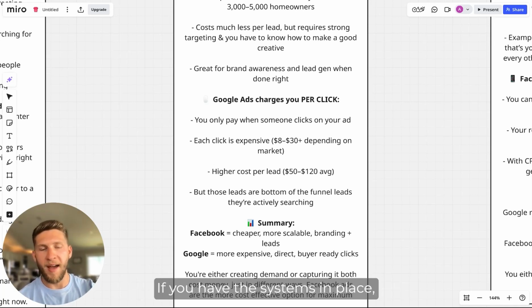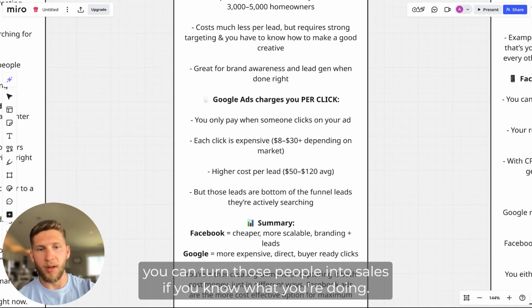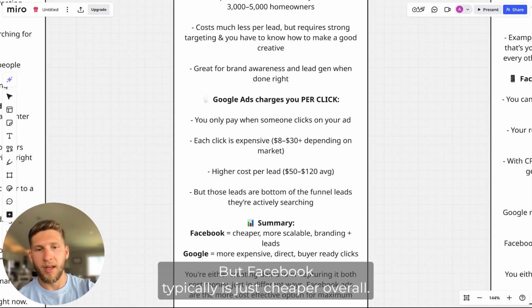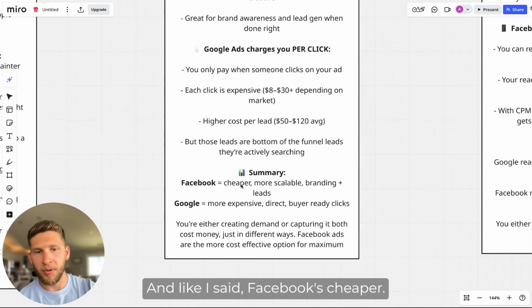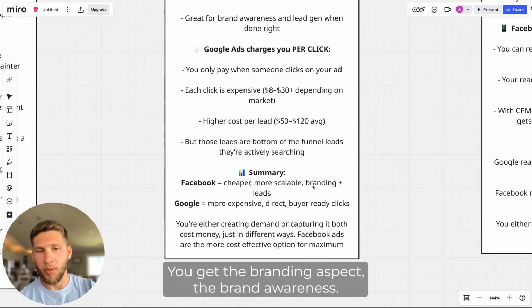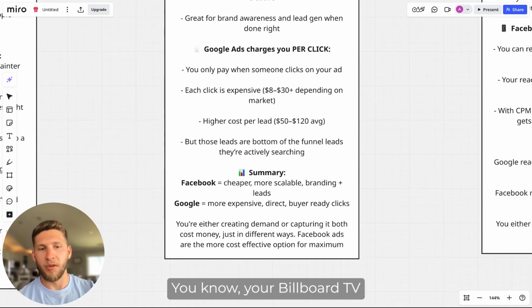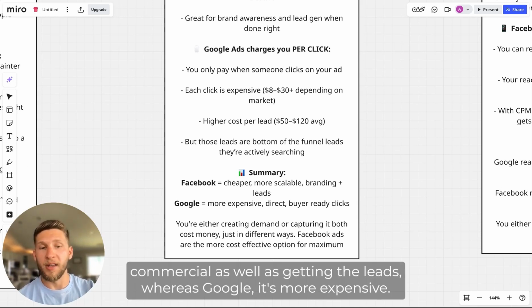With Facebook, if you have the systems in place, you can turn those people into sales if you know what you're doing. But Facebook typically is just cheaper overall. And like I said, Facebook's cheaper. It's typically more scalable. You get the branding aspect, the brand awareness, your billboard, TV commercial, as well as getting the leads.